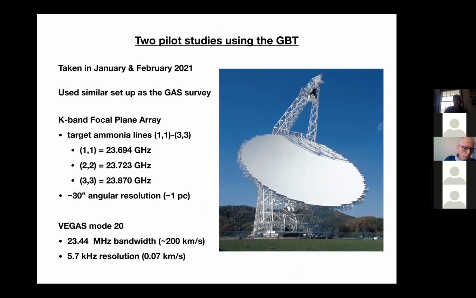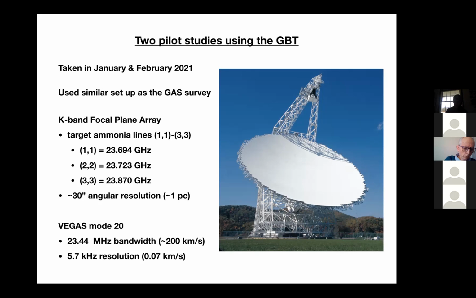All right, so as I said at the beginning of this talk, this is very recent analysis and research. The data presented here were taken at the end of January and the beginning of February, so about a month ago. We used a similar setup as the gas survey. We used the KFPA, so we targeted multiple transitions of ammonia, and at these frequencies, the resolution of our observations is about 30 arcseconds or so, which is roughly around 1 parsec towards the regions that we're targeting.